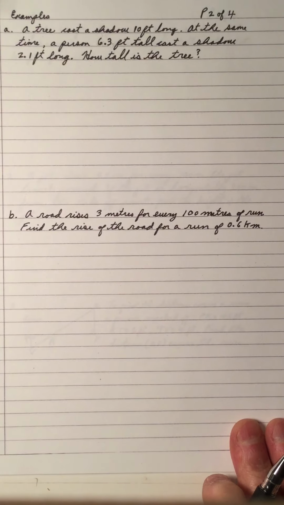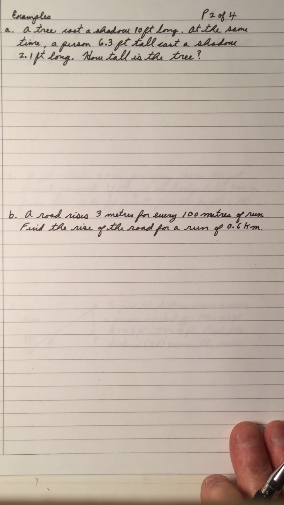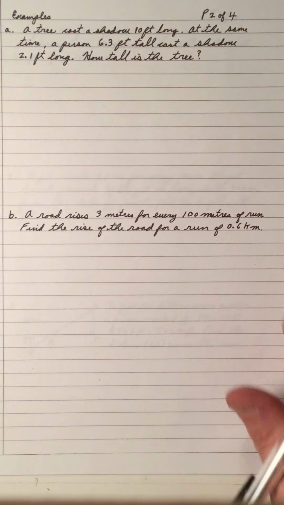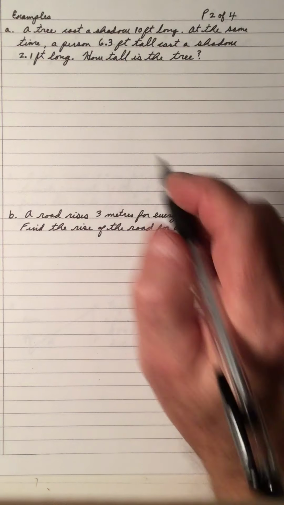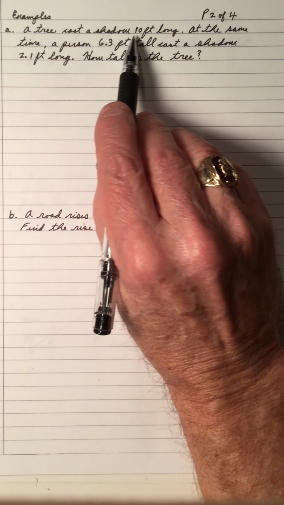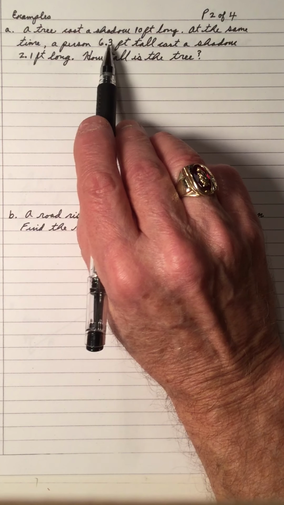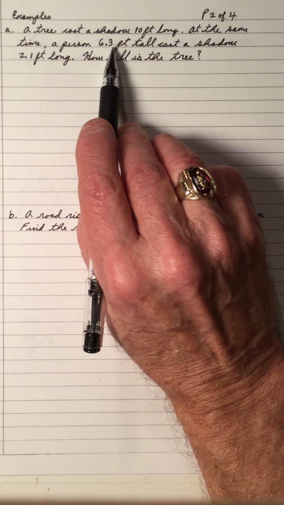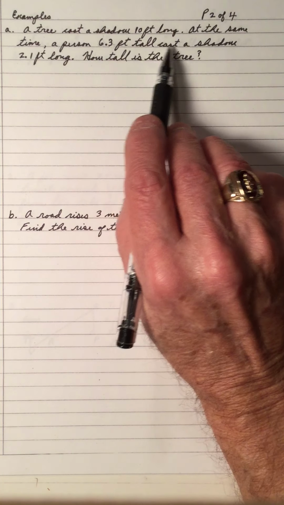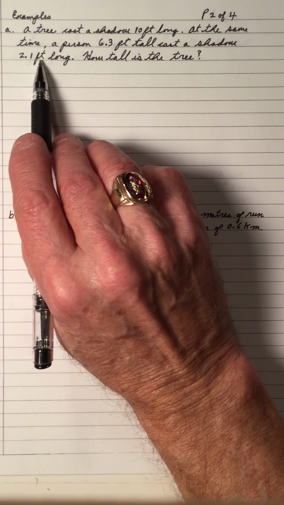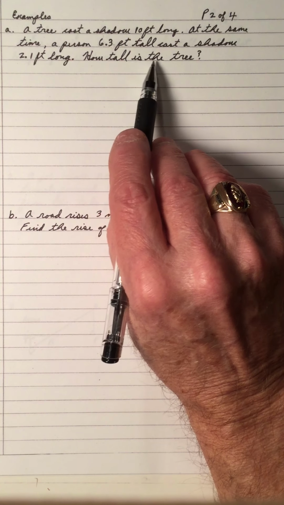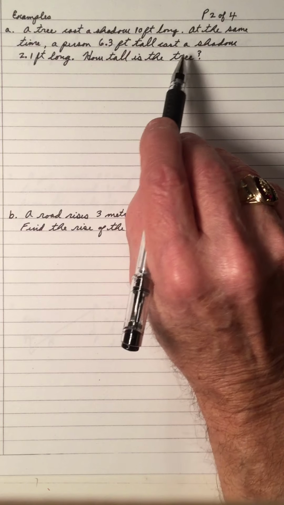Solve Similarity Word Problems. Let's do some examples and then you can work some out if you wish. A tree casts a shadow 10 feet long. At the same time, a person 6.3 feet tall casts a shadow of 2.1 feet. How tall is the tree?